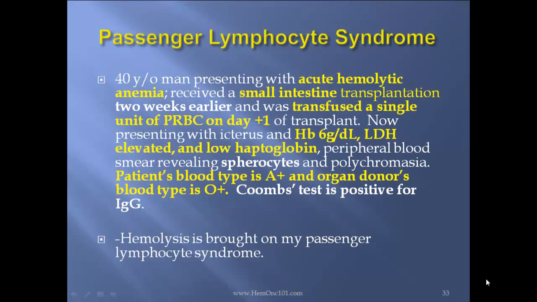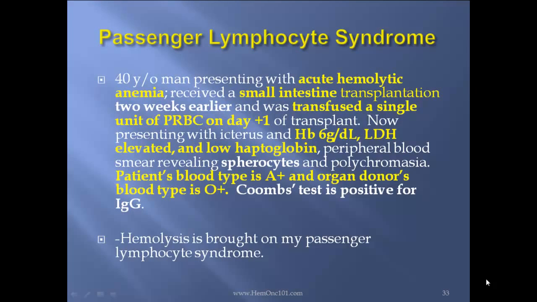Passenger lymphocyte syndrome. A 40-year-old man presenting with acute hemolytic anemia received a small intestine transplant, this is important, 2 weeks earlier, and was transfused a single unit of packed RBCs on day +1 of transplant. Now presenting with icterus, hemoglobin 6, LDH elevated, low haptoglobin, peripheral blood smear revealing spherocytes and polychromasia. So there's clearly hemolysis going on.